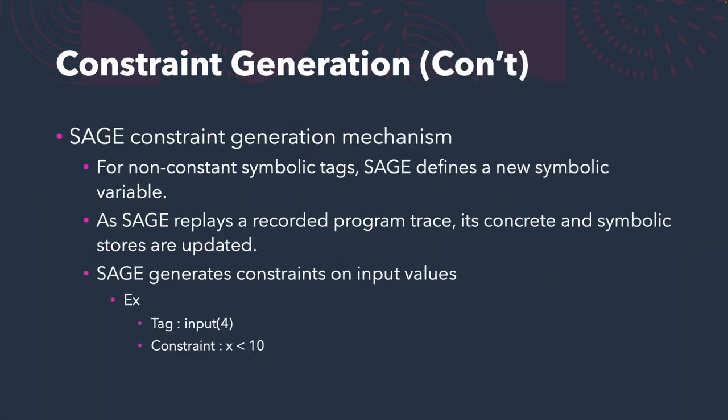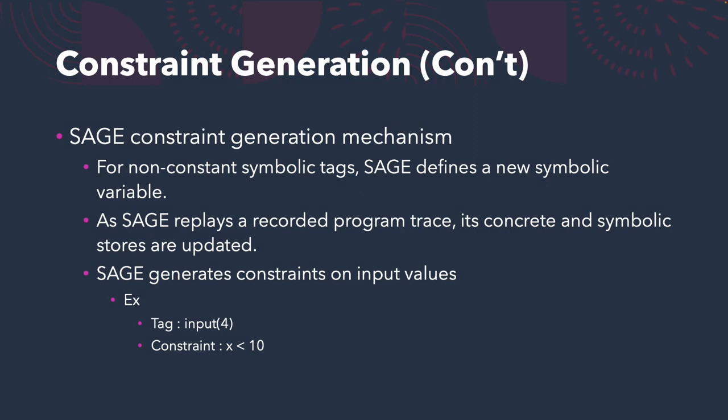Okay, let's talk about the Sage constraint generation mechanism. Every non-constant symbolic tag is associated with a unique symbolic variable, and tags refer to both. Each time Sage replays a recorded program trace, it continuously updates both symbolic and concrete stores. In addition to symbolic tag propagation, Sage generates input value constraints. A constraint is an expression that defines the relationship between symbols.